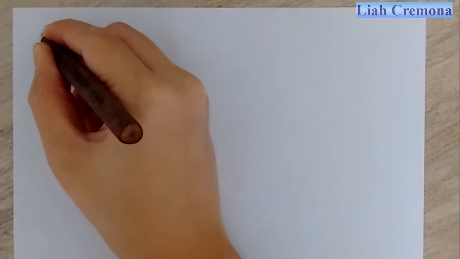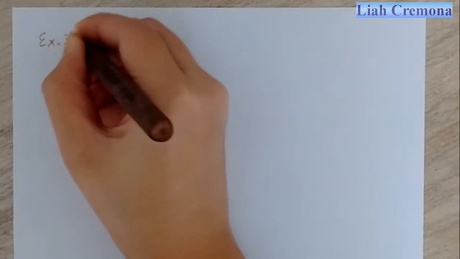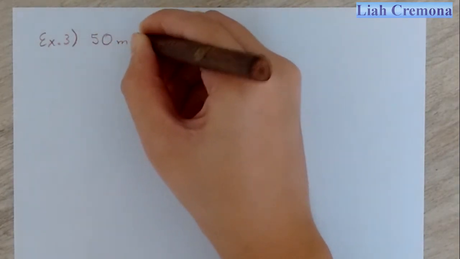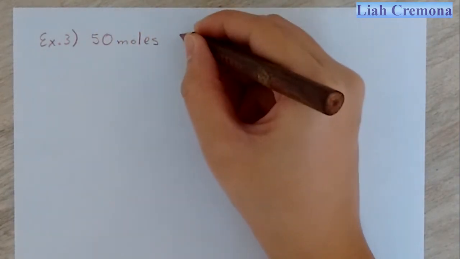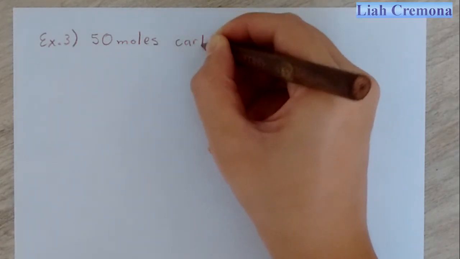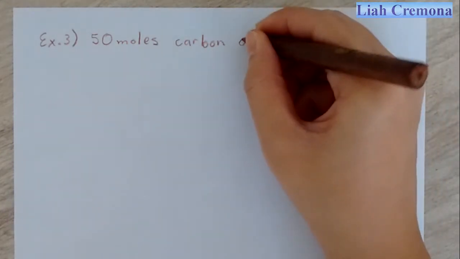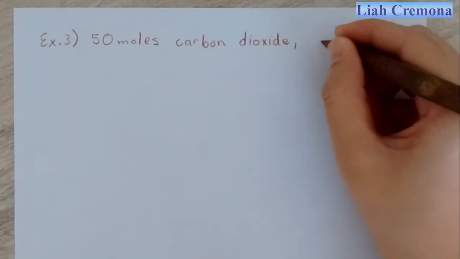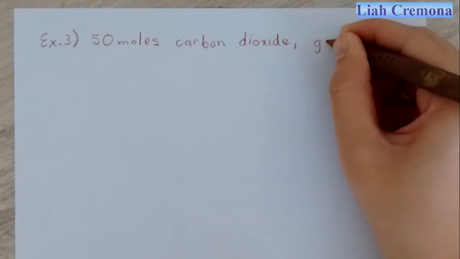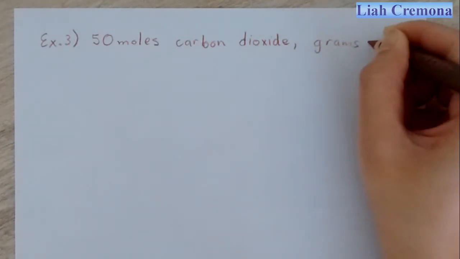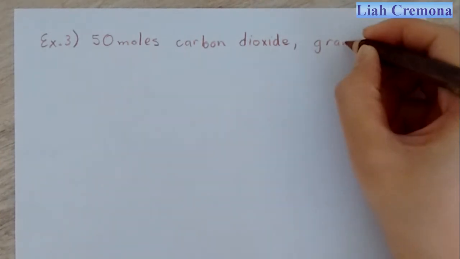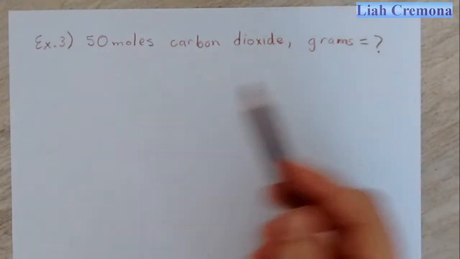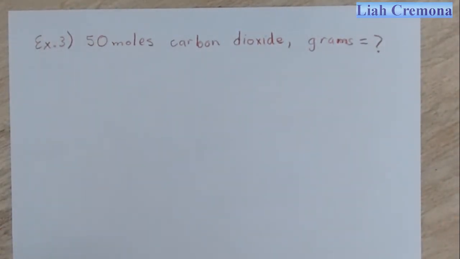Example 3. If there are 50 moles of carbon dioxide, how many grams is this? So in other words, how many grams are in 50 moles of carbon dioxide?